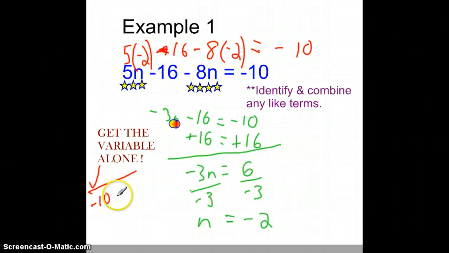Negative 16. Negative 8 times negative 2 is positive 16. If you look, these two, negative 16, positive 16, clearly cancel out. So we're left with negative 10 equals negative 10. That is correct, so that checks out. Sorry about squishing it there. Let's take a look at the next example.